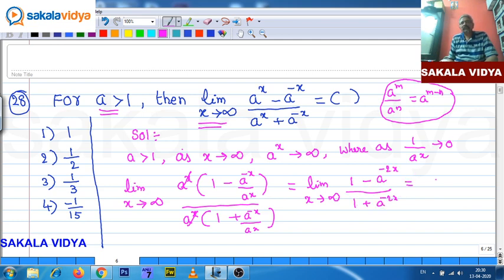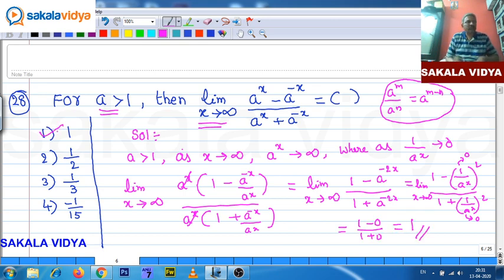For our convenience we can write 1 minus (1 by a^x) whole square. Can I write like this? That is nothing but 1 by a^2x upon 1 plus, this also we can write (1 by a^x) whole square. Here limit x tends to infinity. So now 1 by a^x is 0, so this becomes 0, this becomes 0. So we have 1 minus 0 square, 1 plus 0 square. So the answer is 1. That means the first option is the right option.